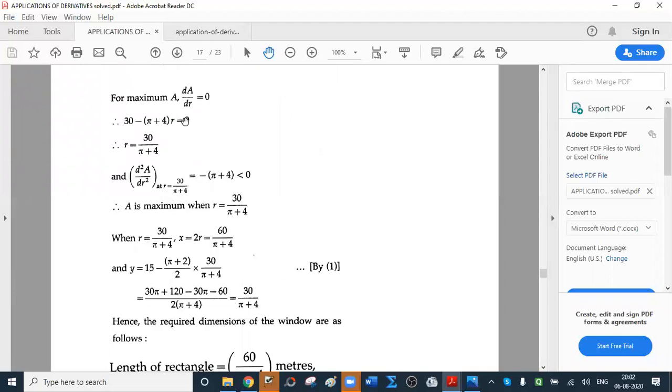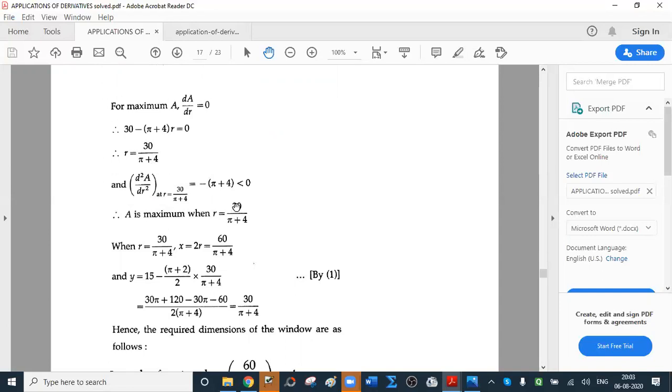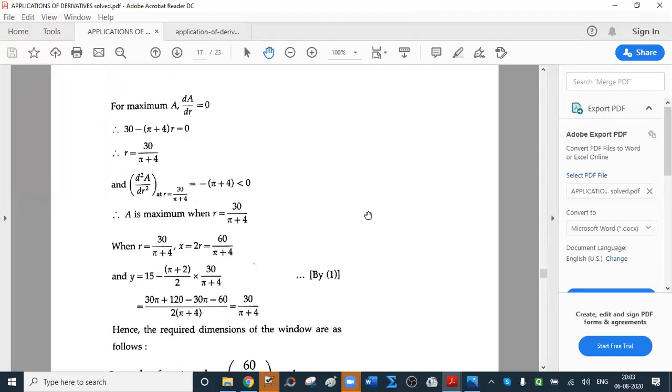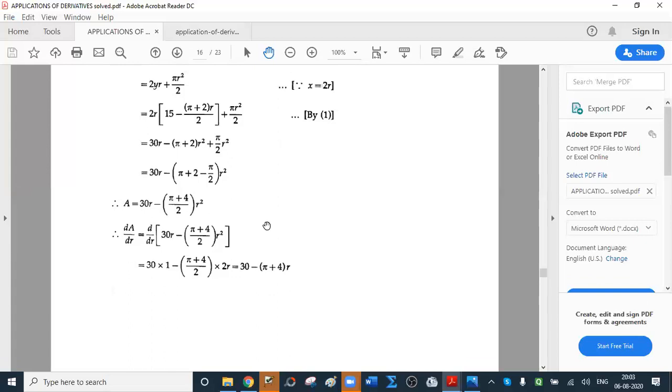Then for maxima, dA/dr should be 0. So 30 minus (pi plus 4) into r is 0. So r comes out to be 30 upon pi plus 4. Before that, second derivative is to be obtained. Let me see whether second derivative is obtained or not. Okay, second derivative is not shown here. Okay, when I'll upload the file, I'll write that part also.